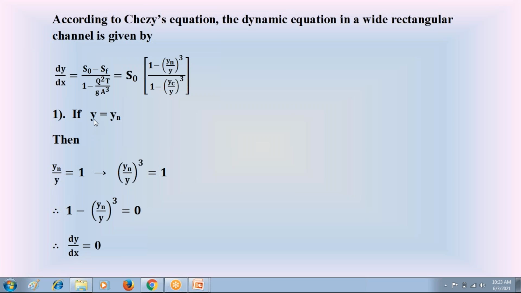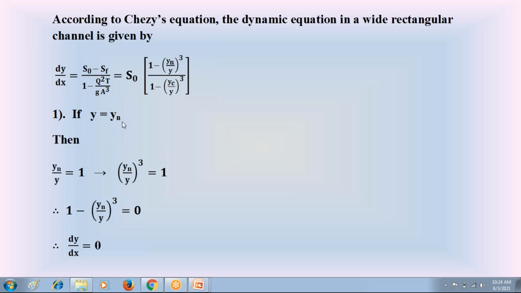So if the depth of flow y is equal to yn, in that condition, the slope dy by dx is equal to 0. Please note this down in the notes. I am going to explain those characteristics later. To understand those characteristics, you should know these values, very important. So if the depth of flow y is equal to yn, the slope dy by dx is equal to 0. This is the first consideration.